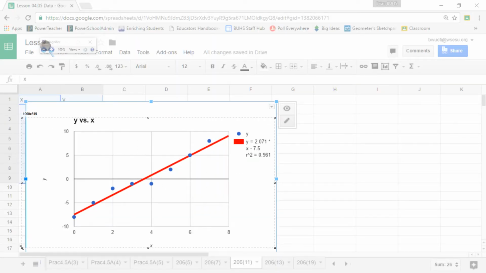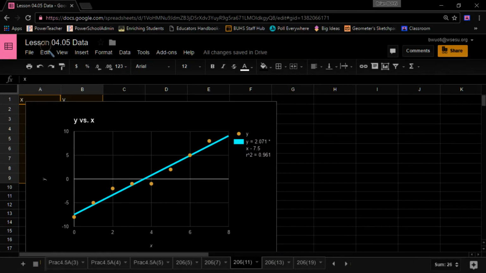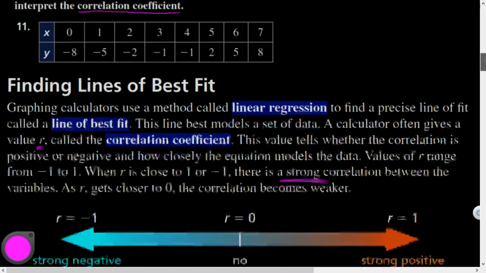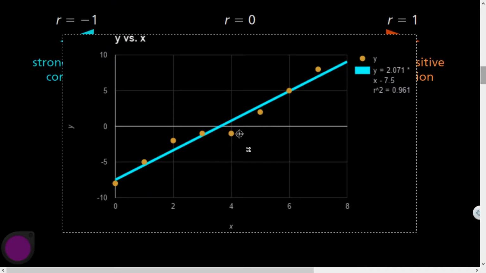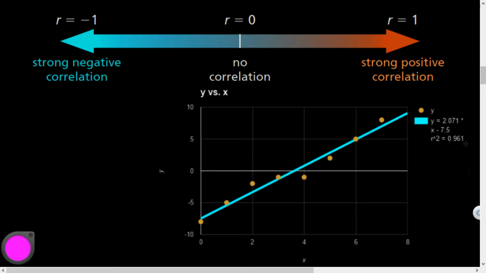So let me copy this. And as far as my data goes, the R value for question 11. Oh, I'm running out of space. Let's see. Here we go, I can get it right here. All right, so the R squared value, I got 0.961.